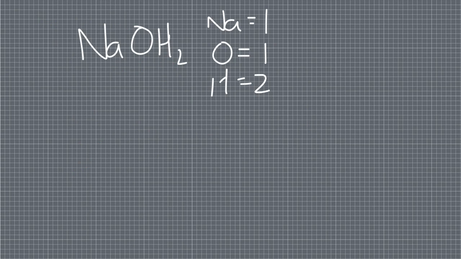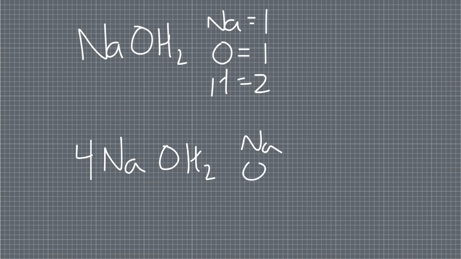Now, if I wanted to do another one, I could say 4 NaOH2. What that would mean is that I would have 4 of those compounds.